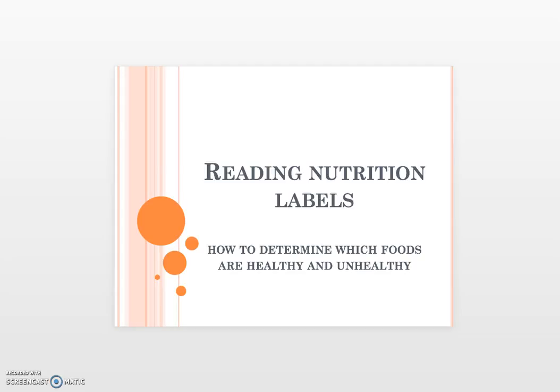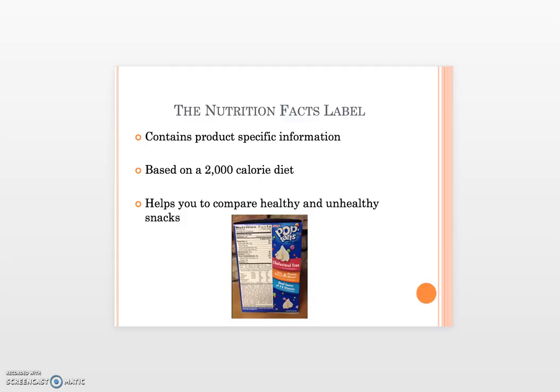Today we're going to continue a lesson about reading nutrition labels and how to determine which foods are healthy and unhealthy. We're going to start with the nutrition facts label and what it is. It contains product-specific information. It's based on a 2,000 calorie diet and it helps you compare healthy and unhealthy snacks. There's a picture of a nutrition facts label below.